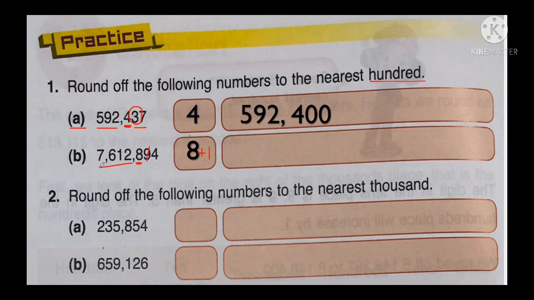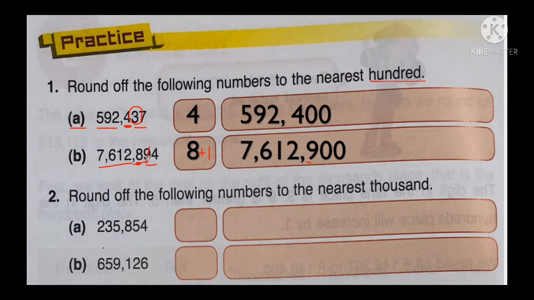Am I right? Okay, so what will we do to the left sides? We will just copy. How about 9 and 4? They will become 0. Okay, so we have the final answer, 7,612,900. See, the 8 here becomes 9. It's because 9 is in plus 1.